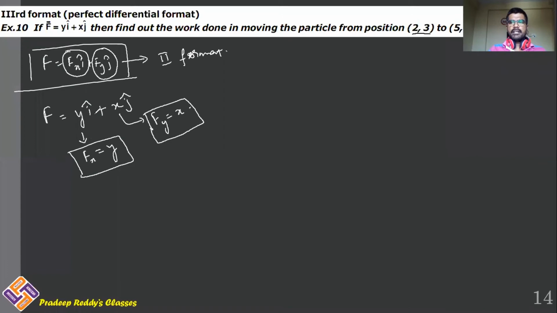I cap represents the body moving along the x-axis, but the force acting upon it is variable with respect to y. Similarly, here we have x j cap. X is variable here, but it is along the y direction. So force along the y direction is variable with respect to the x-axis. This is the third format, which is a perfect differentiable format.